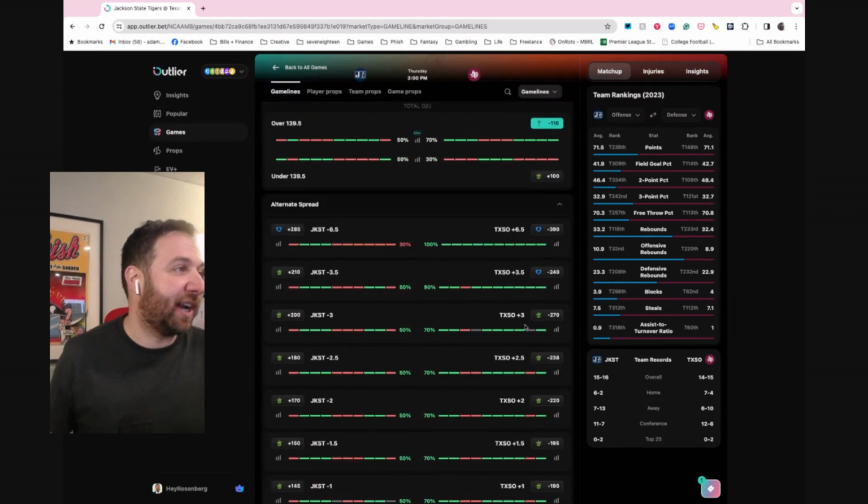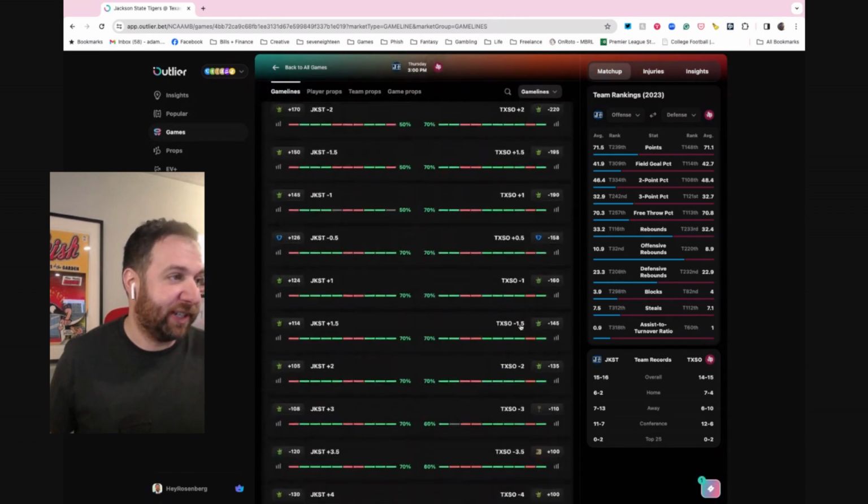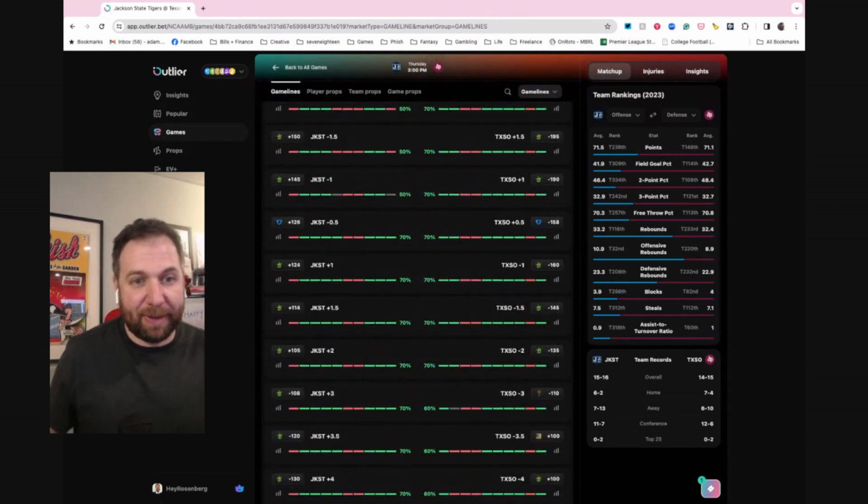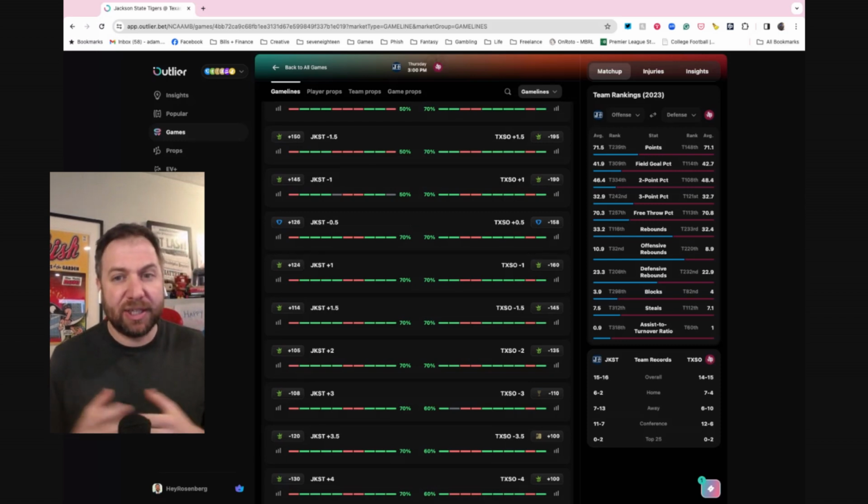Something else I like to look at, I like to scroll through the alternate spreads, because if a team is favored by 8 or if a team is favored by 2, sometimes it's a little bit of extra plus money for them to win by 4. It's very hard for a team to simply, if they're going to blow someone out, they're going to blow someone out. If they're going to win it close, they might win it close.